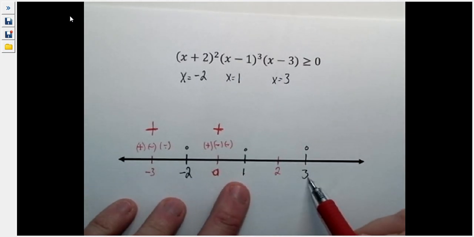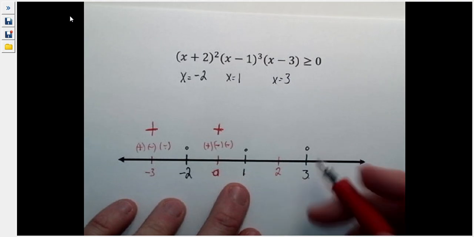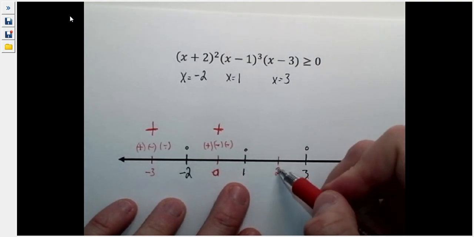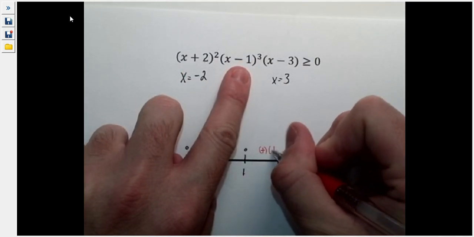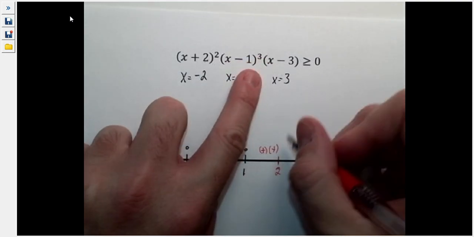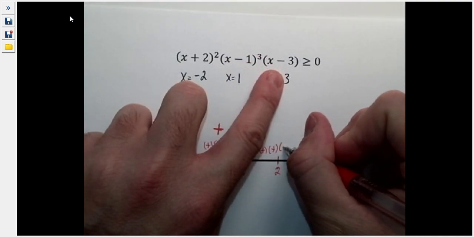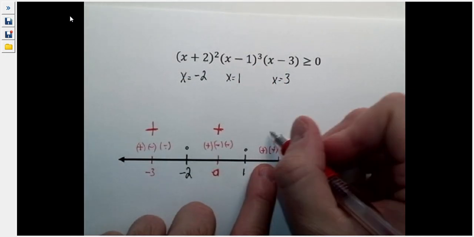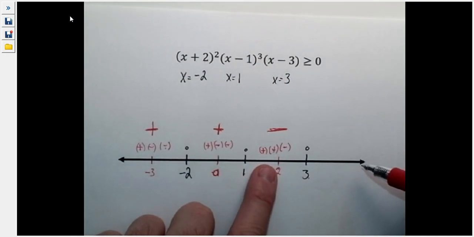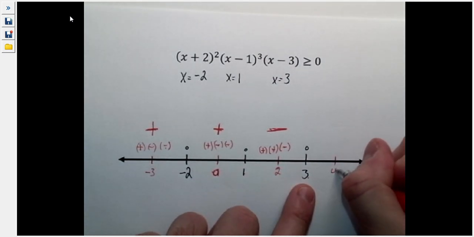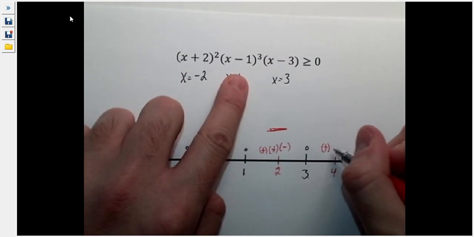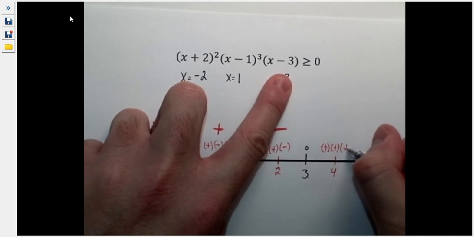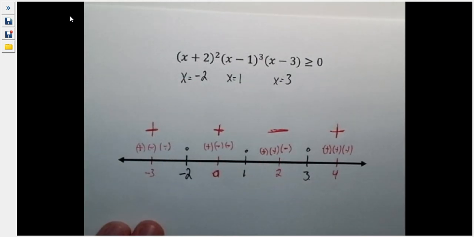Here, between 1 and 3, I'm going to pick 2. I mean, I could have picked 1.5, but we're going to keep it simple, right? So again, plug 2 in. When I plug 2 into this factor, I get a positive number. When I plug 2 in here, I get a positive because 2 minus 1 is 1. 1 cubed is 1. When I plug 2 in here, I get -1, so it's a negative. And a positive times a negative is negative. And then bigger than 3, so I'm going to pick 4. And we're going to get positive for this factor, positive for that factor, and positive for that, so it nets positive.